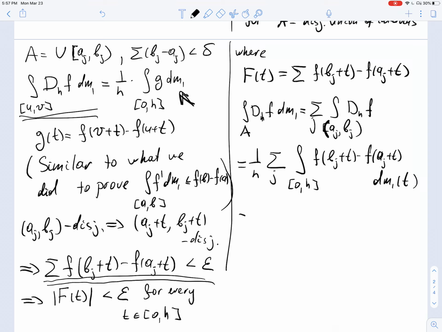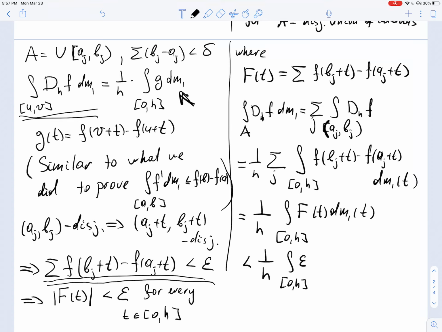Okay, now I can take the sum inside. This will be 1 over h integral from 0 to h of F of t dm1 of t, and F is less than epsilon, so this will be less than 1 over h integral from 0 to h of epsilon, and this is just equal to epsilon because we're integrating from 0 to h, so h cancels out and we get the epsilon, and this is what we wanted. So the integral over A of dhf is less than epsilon.